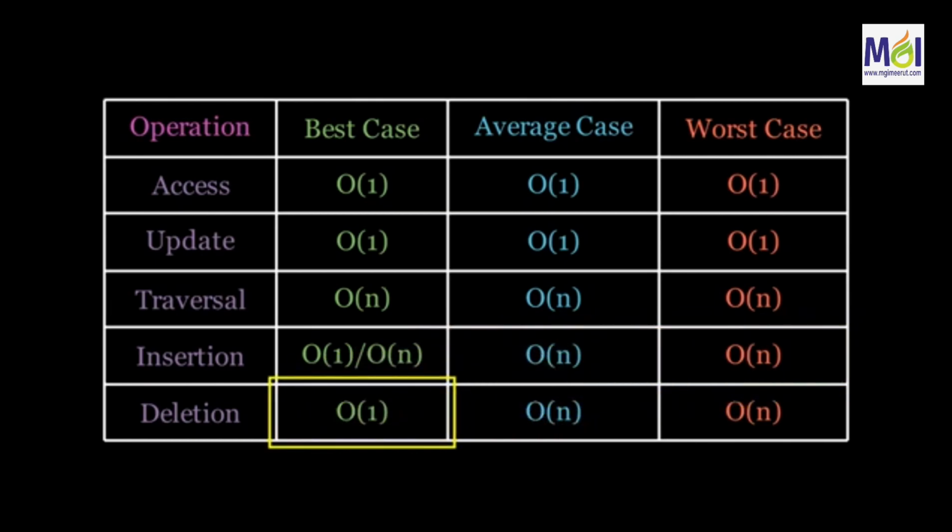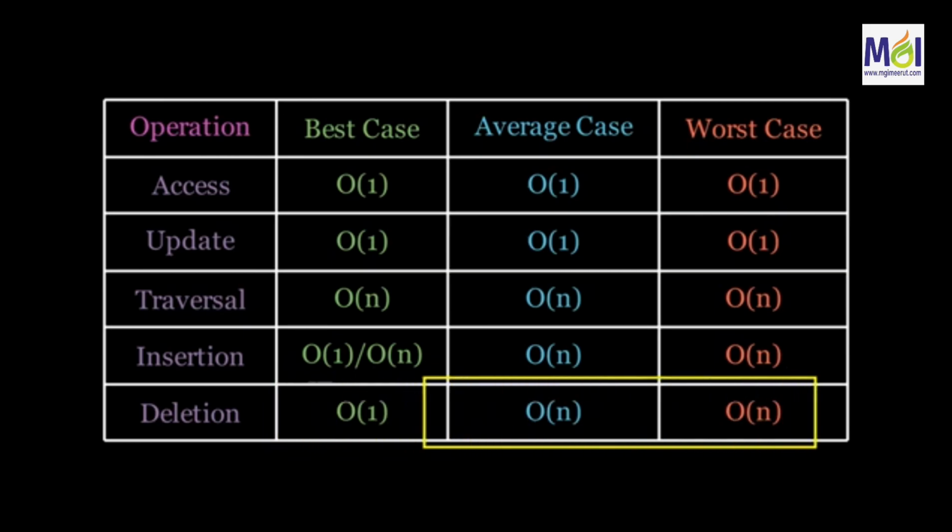Now, when it comes to deleting elements, the best case happens when the element to be deleted is the last one. In this scenario, the algorithm simply removes the element without shifting any others, resulting in constant time. However, in the average and worst cases, deletion will take linear time due to the need to shift elements.